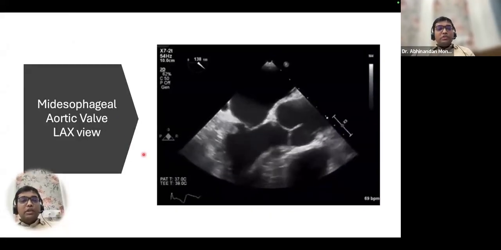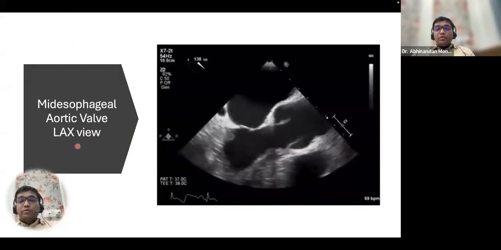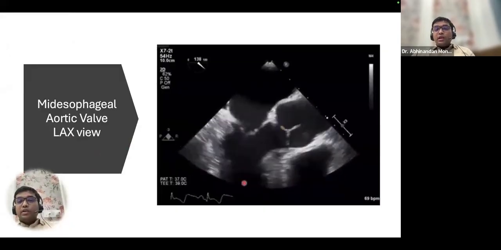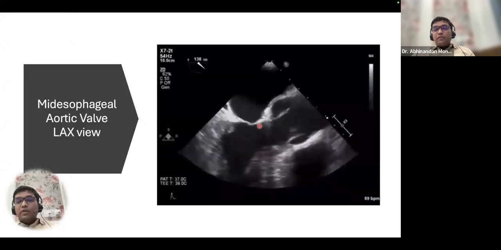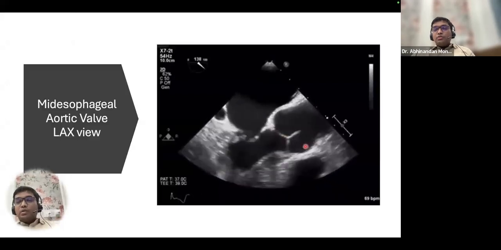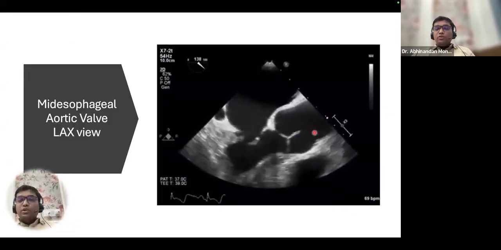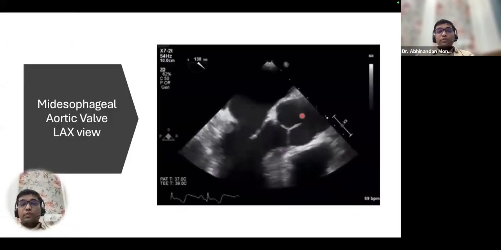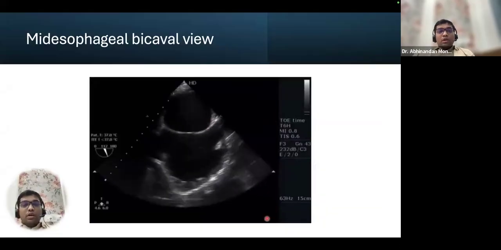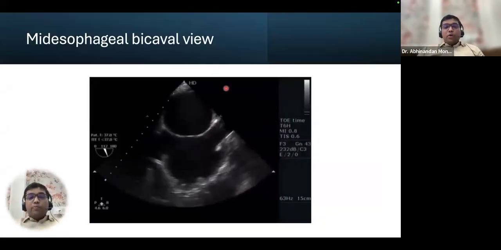Now this is a mid-esophageal aortic valve long axis view that you are seeing. You can see that you cannot see the entire mitral valve, but your focus of the image is the aortic valve and its movement. So this is your aortic valve long axis view.